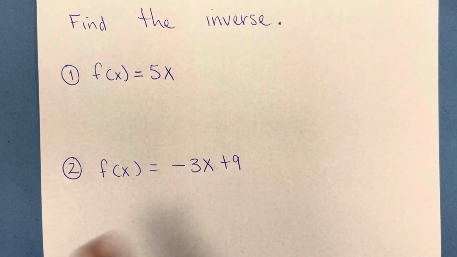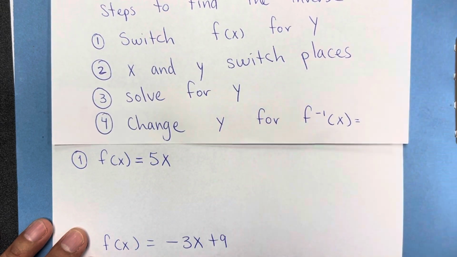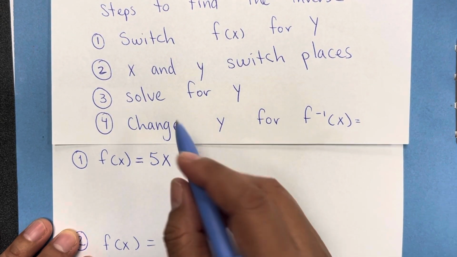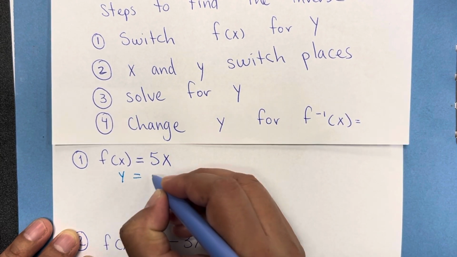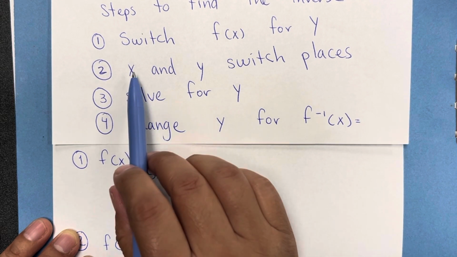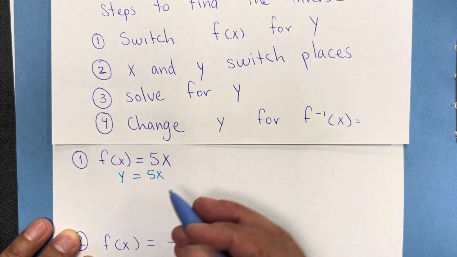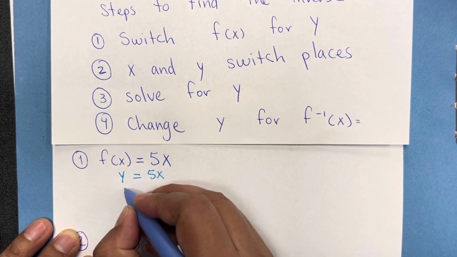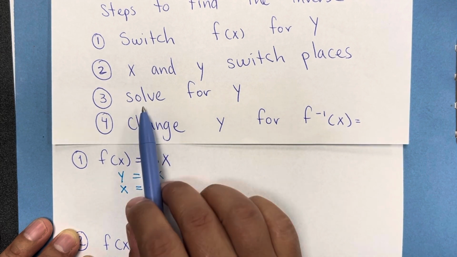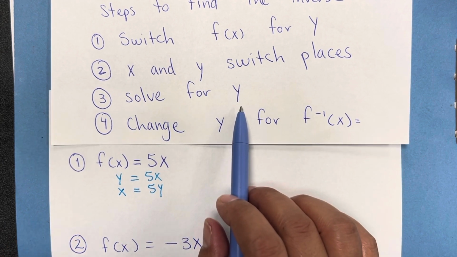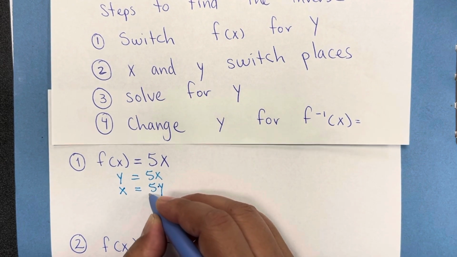I'm going to just find the inverse, but then at the end I'm going to graph both the original function and also the inverse of it. I'm going to try to have this in here so that we can follow them. So the first step is to switch f of x for y. So in here, instead of f of x, it's going to be y equals 5x. Then we're going to have x and y switch places. So instead of y equals 5x, we're going to put x equals 5y. Then we're going to solve y, meaning isolated. And so if we're multiplying, the opposite of multiplication is division.